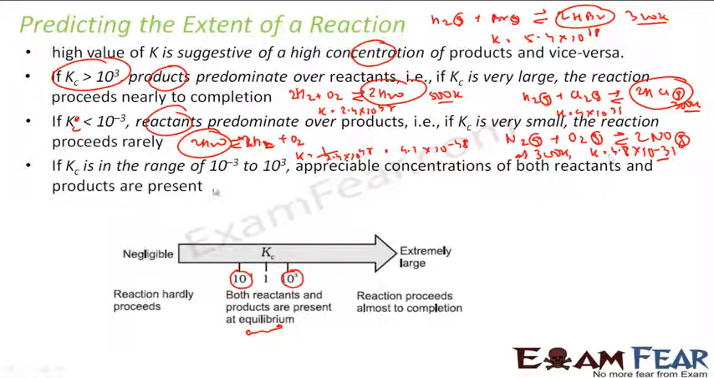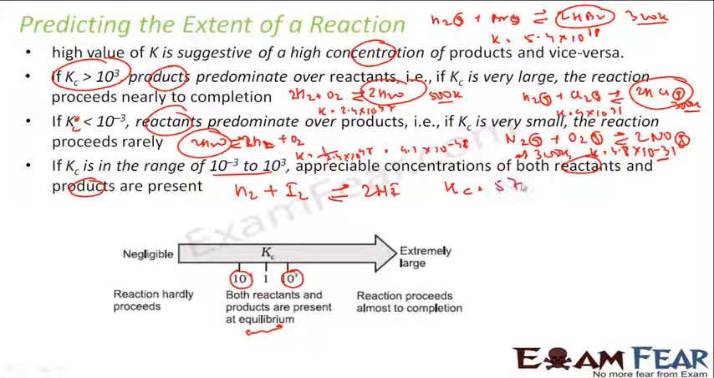Let's take some examples where my Kc is in the range of 10 to the power minus 3 to 10 to the power 3, where both products and reactants are there in comparable amounts. For example, hydrogen gas reacts with iodine gas to give 2HI. Here my Kc is 57 at 700 Kelvin, which is in the range of 10 to the power minus 3 to 10 to the power 3. That means I have almost equal amounts of hydrogen gas, iodine gas and HI gas. Everything will be there.